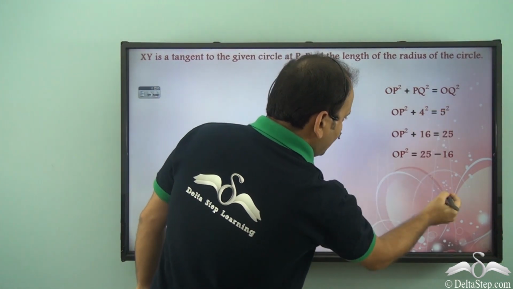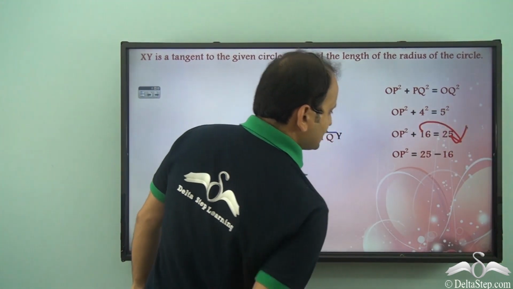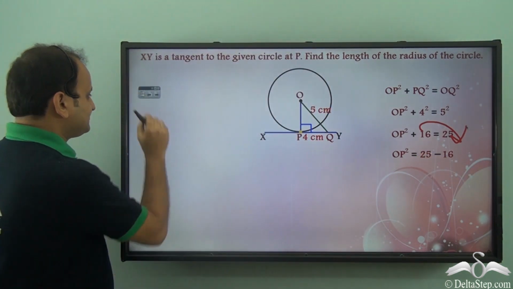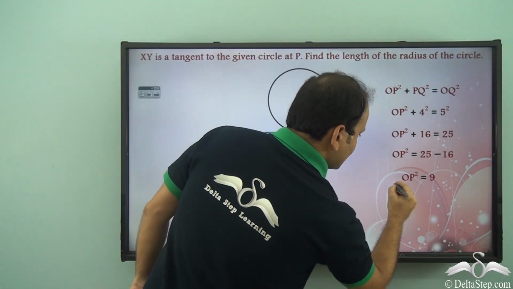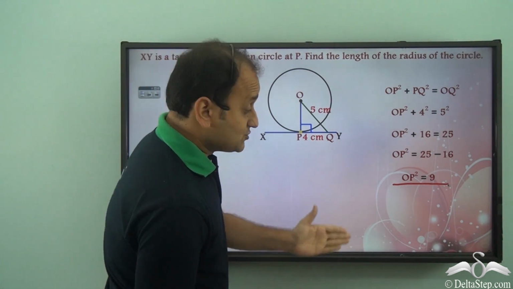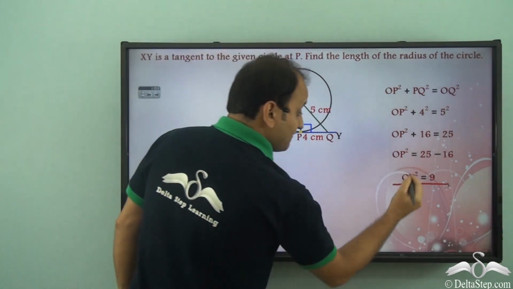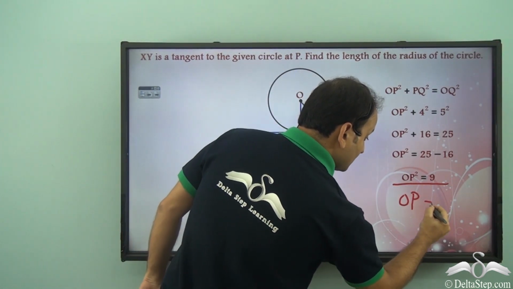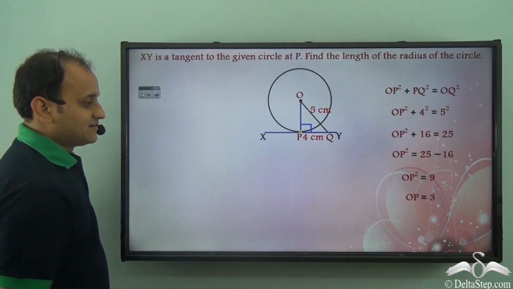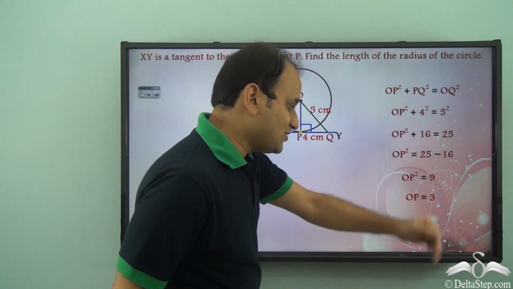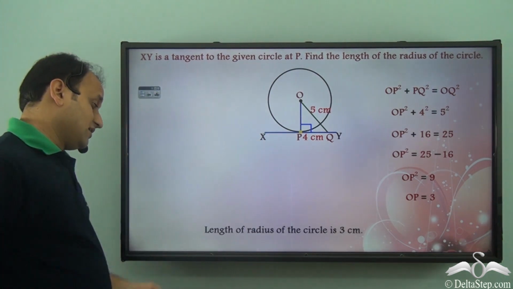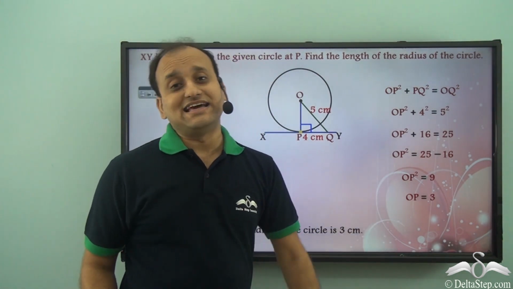Now, if we take 16 on this particular side, we have OP square is equal to 25 minus 16, which is 9. OP square is equal to 9, but we need to find OP. So, what will be OP? OP will be the square root of 9, isn't it? Which is nothing but 3. So OP is equal to 3. And this is our answer. The length of the radius of the circle is 3 centimeter.